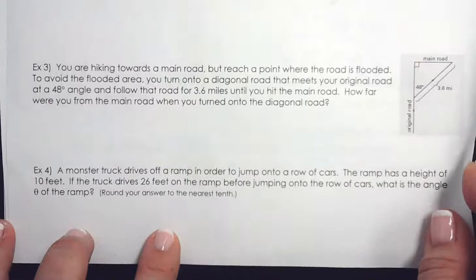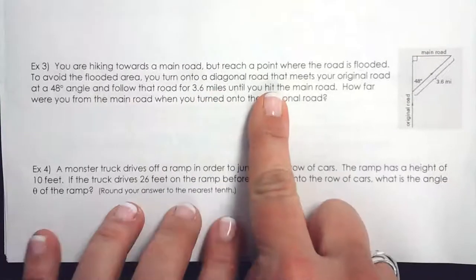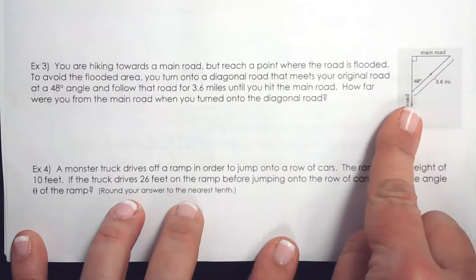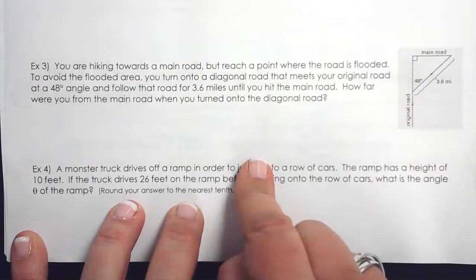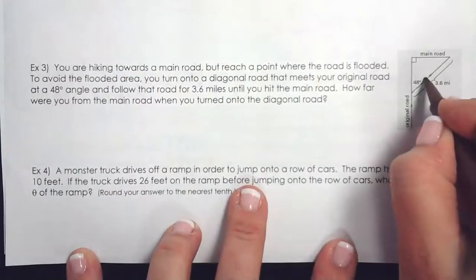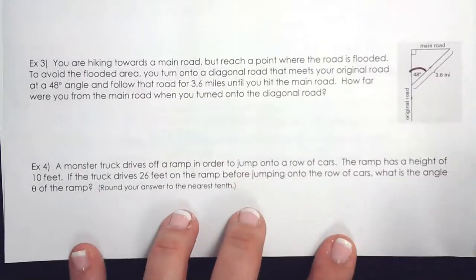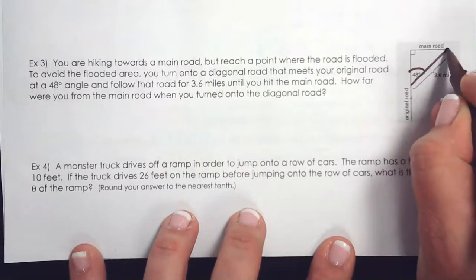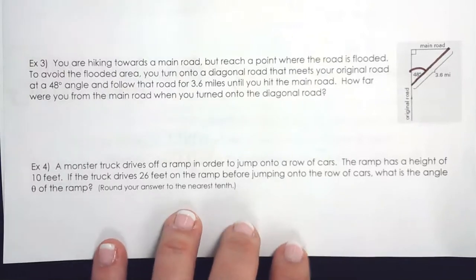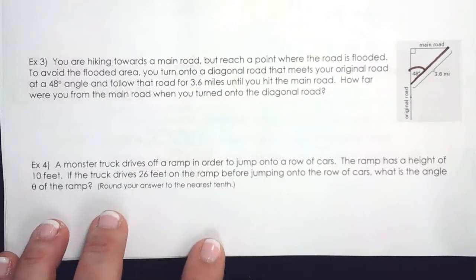So example 3 says you're hiking towards a main road, but you reach a point where the road is flooded. To avoid the flooded area, you turn onto a diagonal road that meets your original road at a 48-degree angle, and you follow that road for 3.6 miles until you hit the main road. How far were you from the main road when you turned onto the diagonal road?